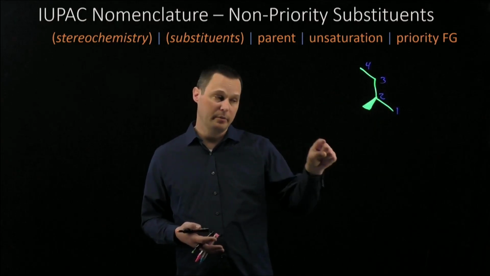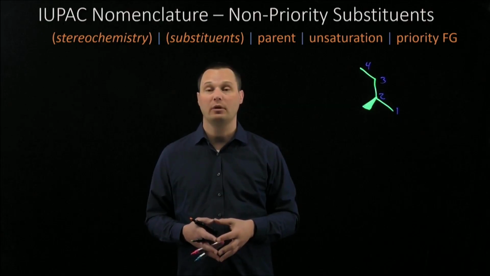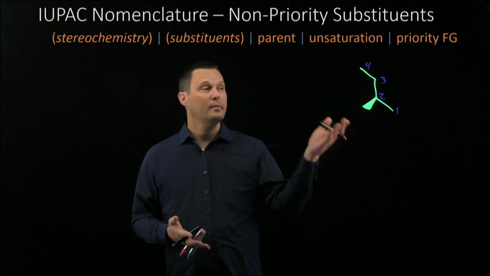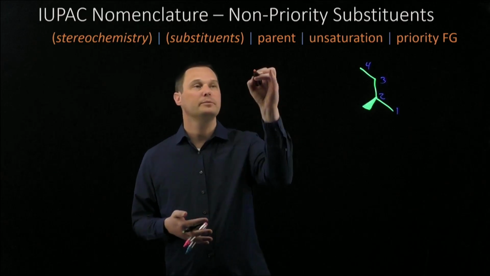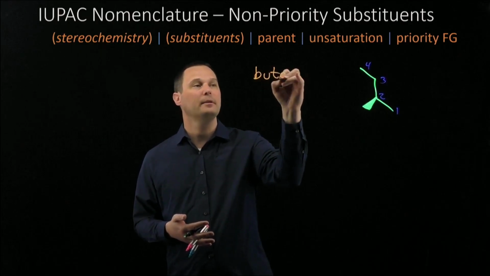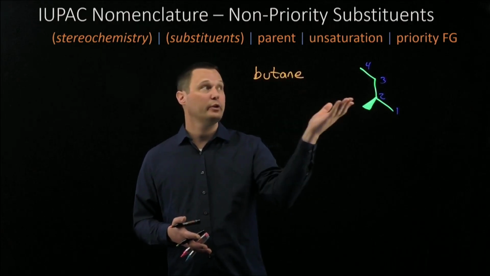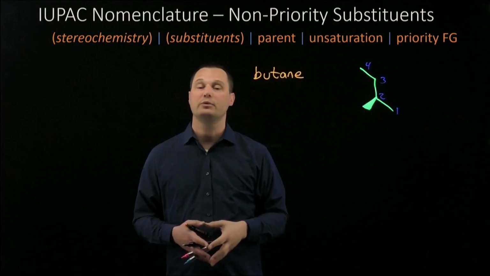No, the longest carbon parent chain does not have to run horizontal along the page. Next, we name our parent hydrocarbon. With 4 carbons, the syllable for 4 carbons is but, so our 4-carbon parent is butane. This molecule has no unsaturation and no priority functional group, so the parent will stay butane.